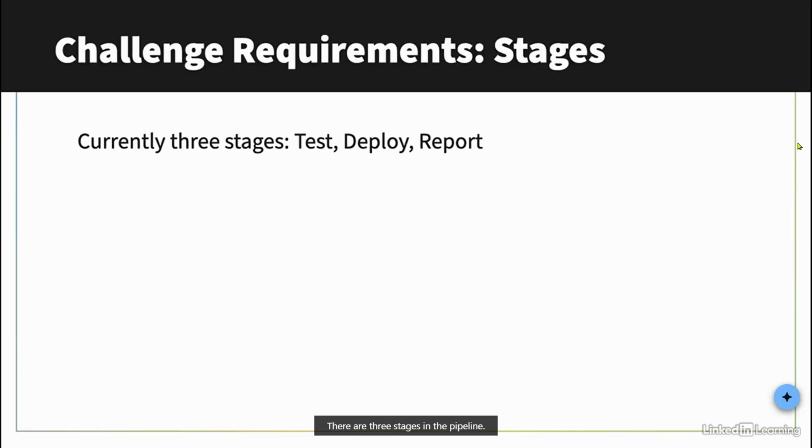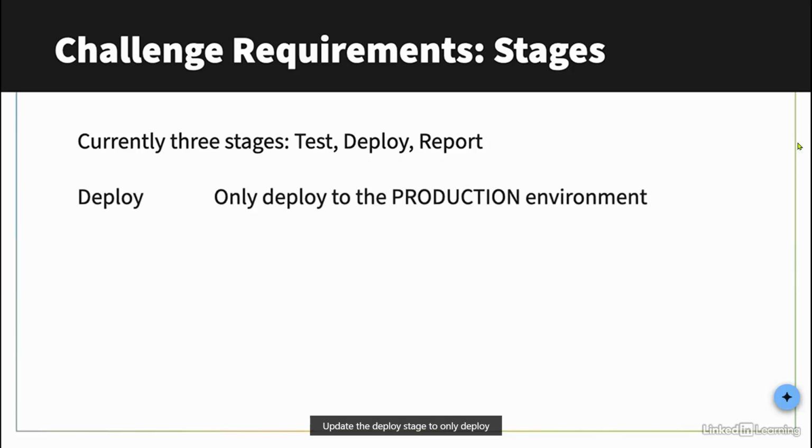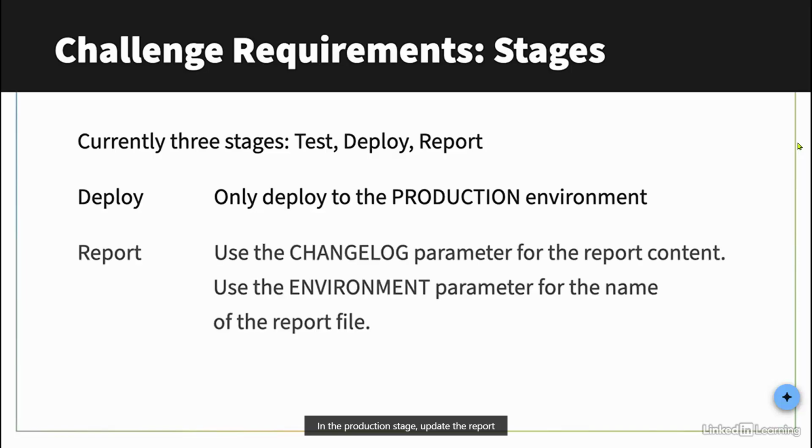There are 3 stages in the pipeline: test, deploy, and report. Update the deploy stage to only deploy to the production environment. In the production stage, update the report so that it uses the changelog for the content of the report. Also, change the name of the report so that it matches the name of the environment.